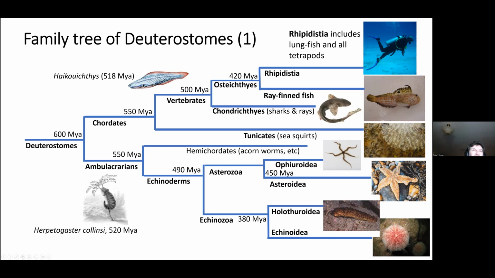I put in a couple of fossil things here. This is the first thing which looks vaguely like a fish that we can find as a fossil. This thing with a name that I'm not going to even try to pronounce, that's about 518 million years ago. So it's going to be back here somewhere. And then this very bizarre looking thing is thought to be a fossil ambulacrarian. Whether it's a proper echinoderm or not is not very clear. But again, this is extremely old, 520 million years ago.